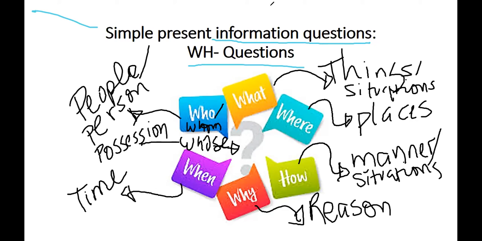Right? So these are the words: who or whom, what, where, how, why, when, or whose. Now, remember, what is for things, where is for places, how is for manner, why is for reason, when is for time, whose is for possession, and who or whom is for people or person. Okay?